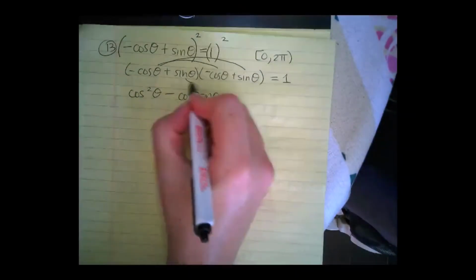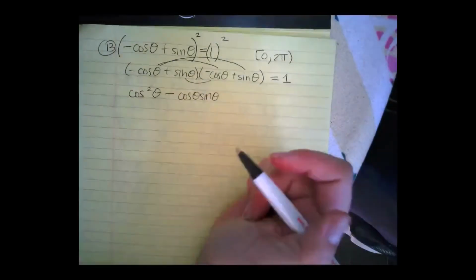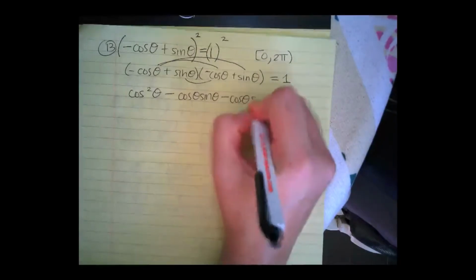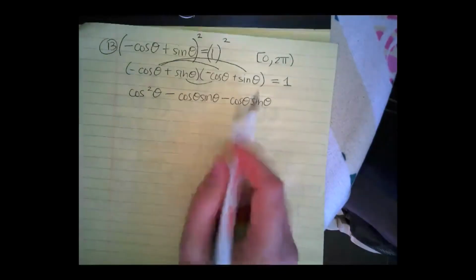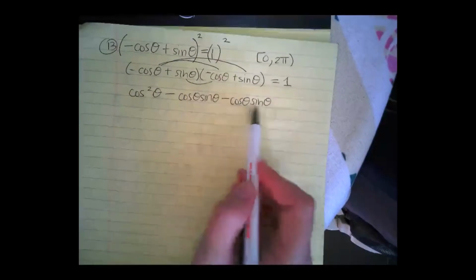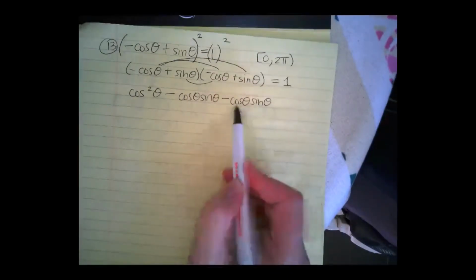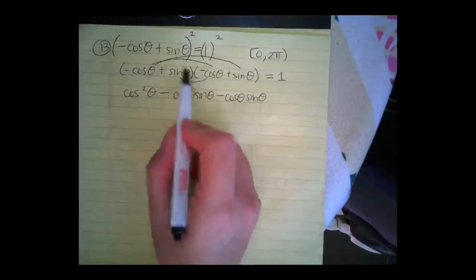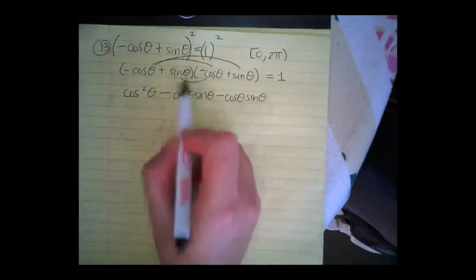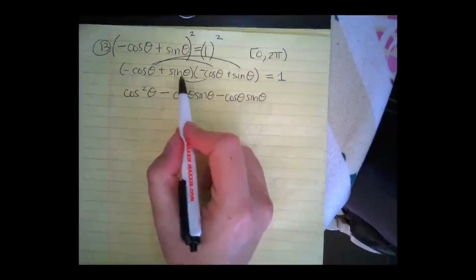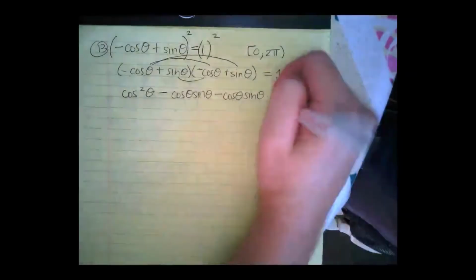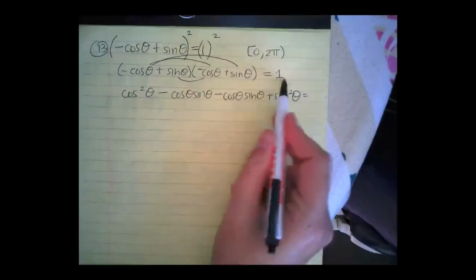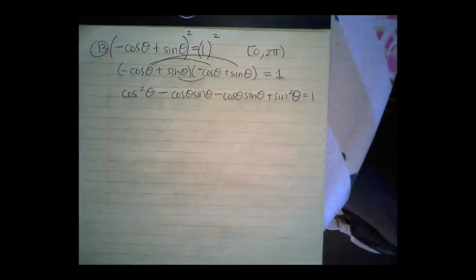And now I'm going to do it again. Sine of theta times negative cosine of theta is another negative cosine of theta sine of theta. Notice I swapped the order here. That's okay, right? Multiplication is commutative. So cosine times sine is the same as sine times cosine. And last but not least, we have sine of theta times positive sine of theta, which is a positive sine squared of theta. And all of that has to equal 1 squared.